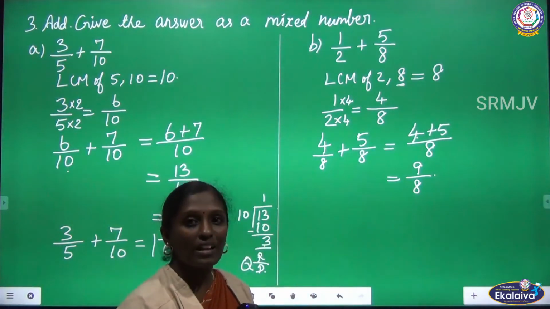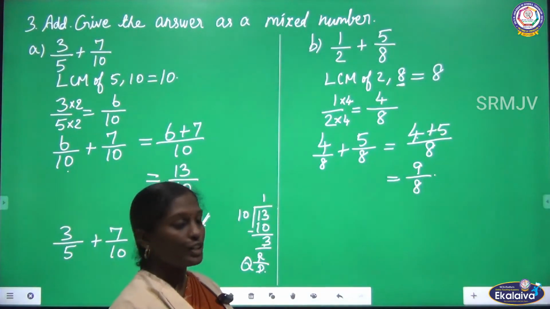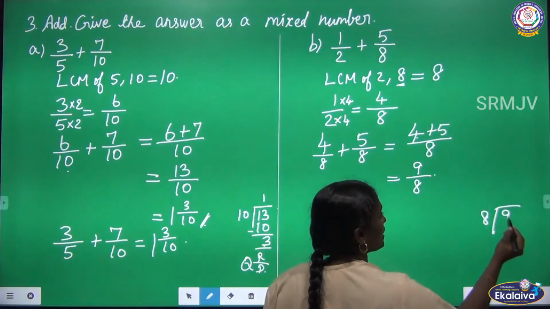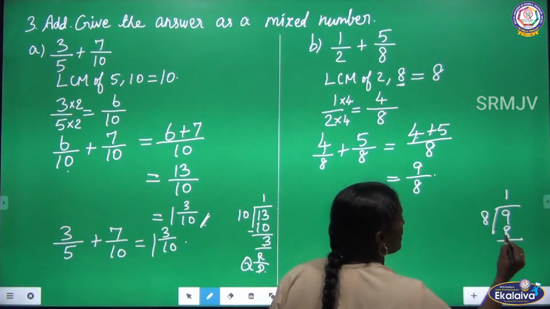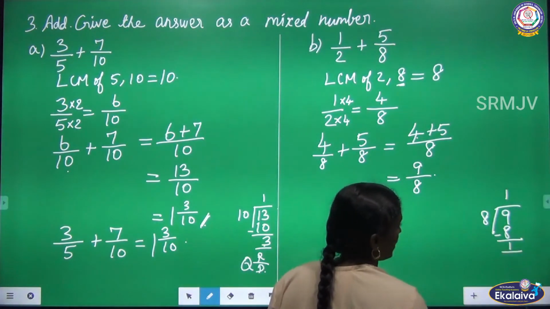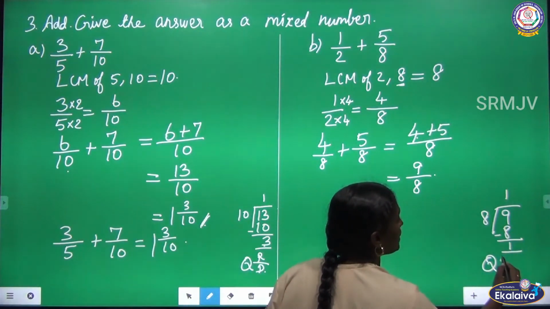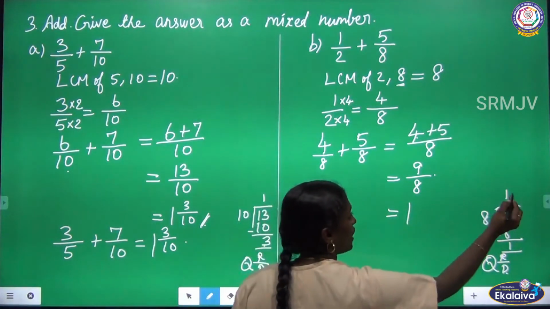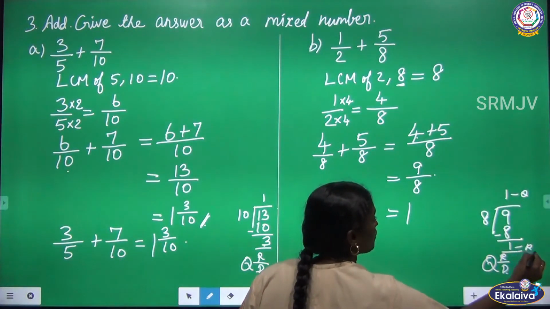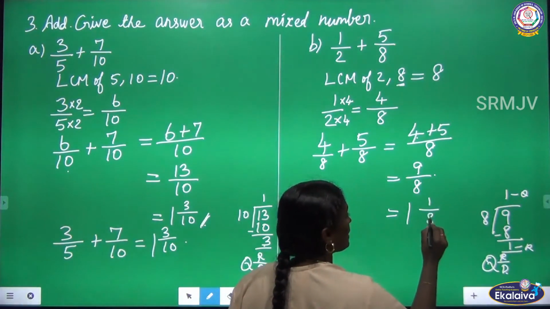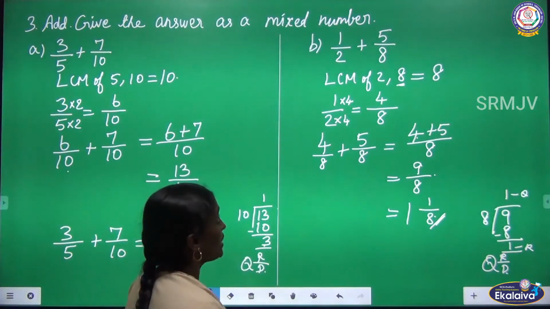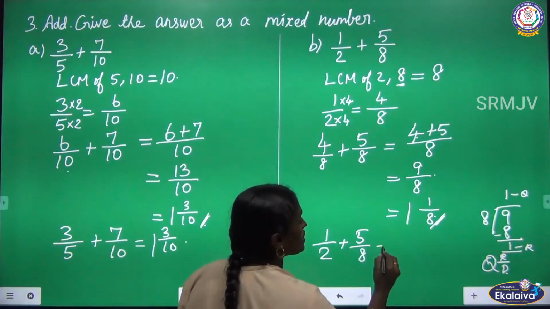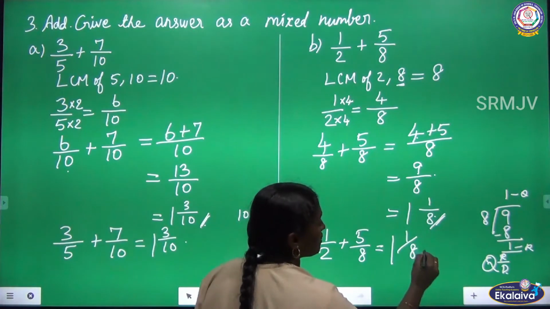Here 9 by 8 is an improper fraction. So we have to convert it into a mixed number. So we have to divide the numerator by the denominator. In 9, 1 time 8 is there. Now we have to subtract. The remainder is 1. So we have to write in the form of quotient, remainder by divisor. Okay, the quotient is 1 and the remainder is 1 by the divisor is 8. So this is the mixed fraction. Okay, so the answer is 1 by 2 plus 5 by 8 is equal to 1 1 by 8. Is it clear?